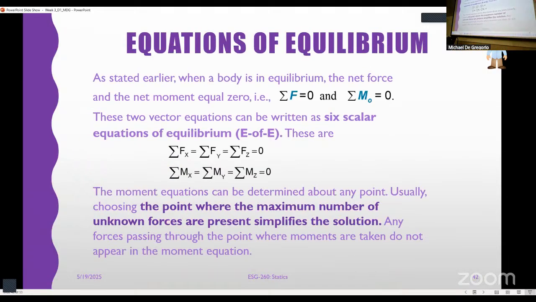So how does this affect our equations of equilibrium? Well, now that we're in 3 dimensions, we have 6 equations, because we have the sum of the forces in x, y, z, and the sum of the moments in x, y, z. And that seems unfair because we only added 1 dimension, but 3 more equations. As a wise man once said, it is what it is.